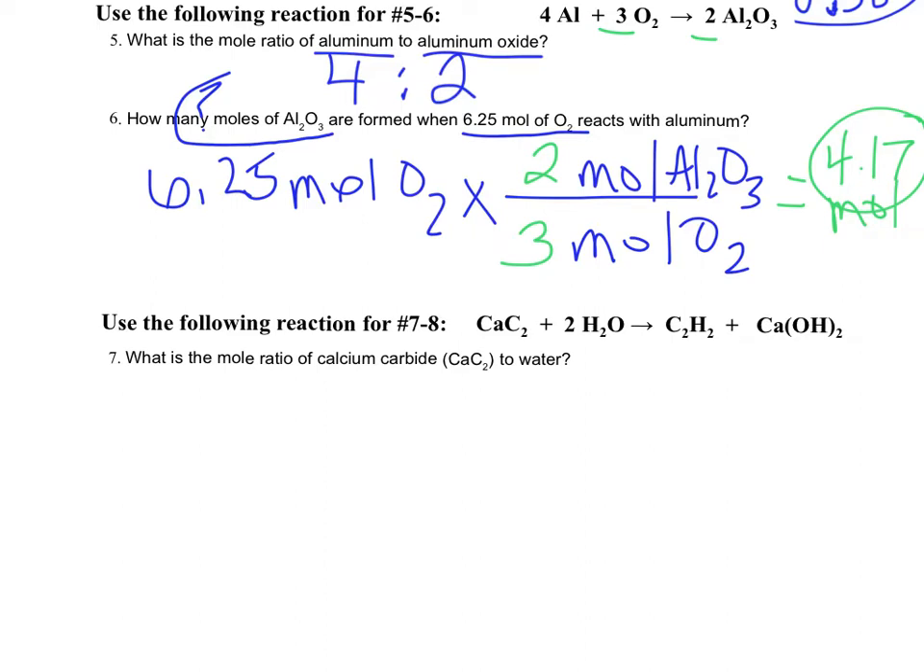What's the mole ratio of calcium carbide to water? So find calcium carbide. This reaction is balanced. There's a 1 understood to be there for calcium carbide. Then go to your water. There's a 2. So a 1 to 2 ratio.